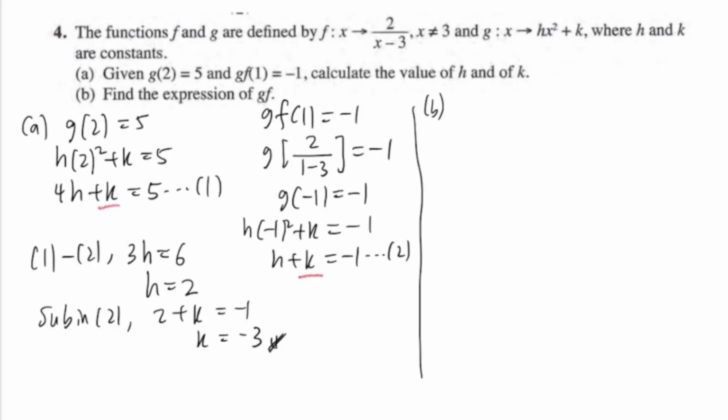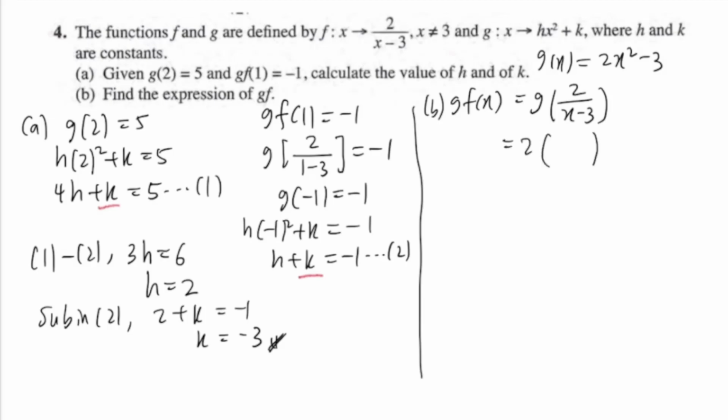Let's move on to part B. Find the expression for gf. Okay, I know my h and k already, so maybe I rewrite here: g(x) is now h is 2, x squared, k is negative 3. So now I'm going to put f(x) inside g(x). We know gf(x) means putting f(x) inside g(x). My f(x) is 2 over x minus 3. My g(x) is 2 bracket squared minus 3. So in the bracket I have to put 2 over x minus 3, squared.